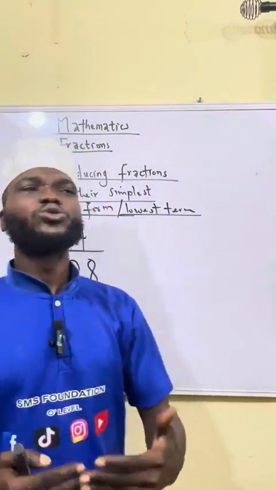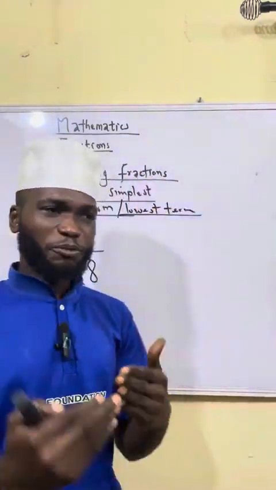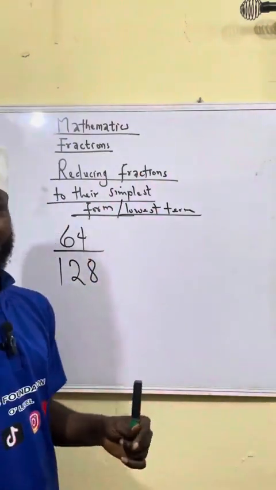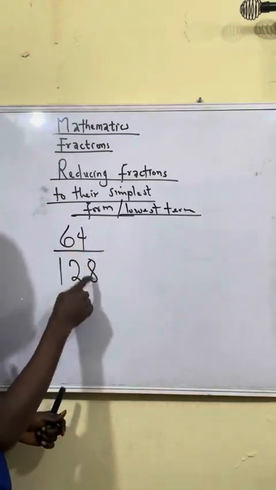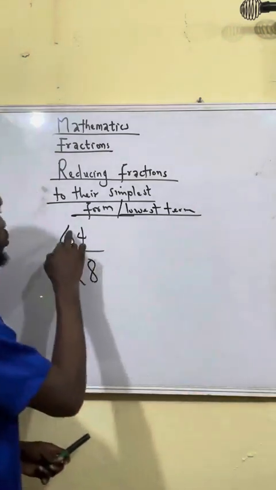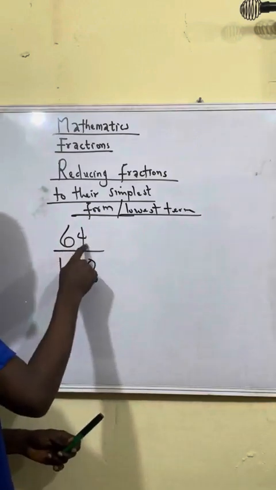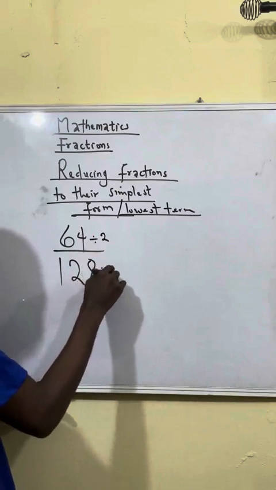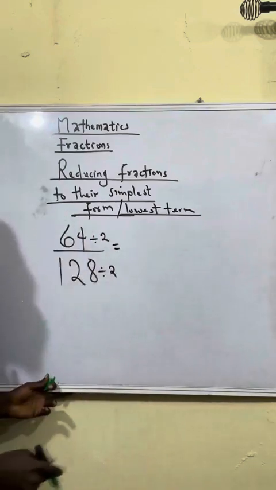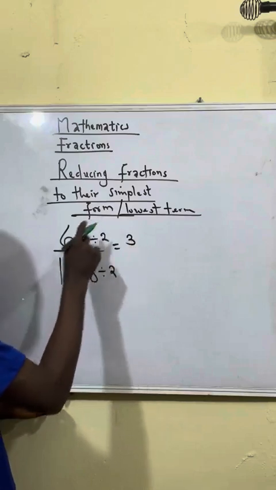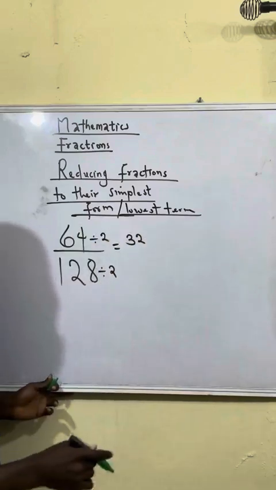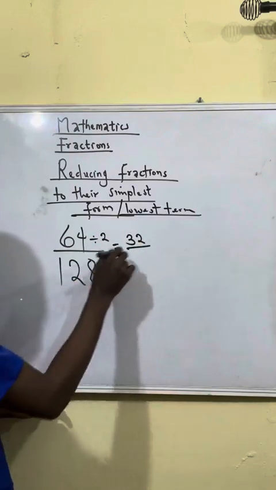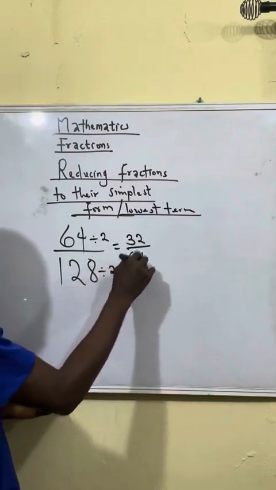As a beginner, you may still be struggling with the number to use. So in short, you can start with something simple. Any number that ends with an even number, just know that 2 can divide. So 2 will work for both of them because this ends with an even number and this is also ending with an even number. So let's divide this by 2 and divide this by 2. If you divide 64 by 2, 6 divided by 2 is 3, 4 divided by 2 is 2, so that's 32. Over, divide 128 by 2: 12 divided by 2 is 6, 8 divided by 2 is 4, so 64.